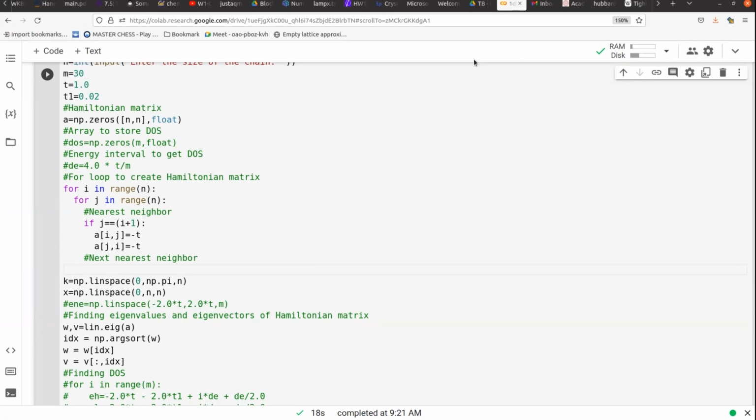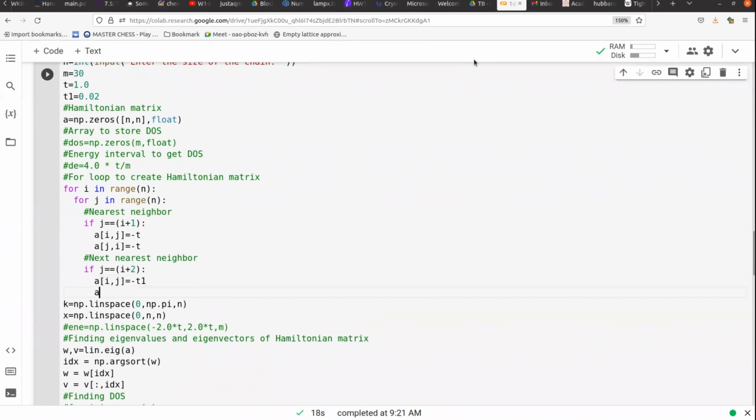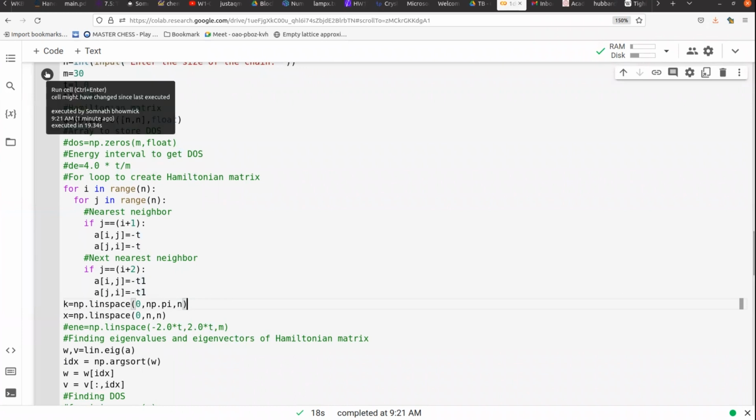We can modify the existing code to include next nearest neighbors. Let me do that. If j equal to i plus 2, then H ij equal to minus t1 and H ji equal to minus t1. The value of t1 I have chosen to be equal to 0.02. Now let us run the code and plot the energy dispersion relation.